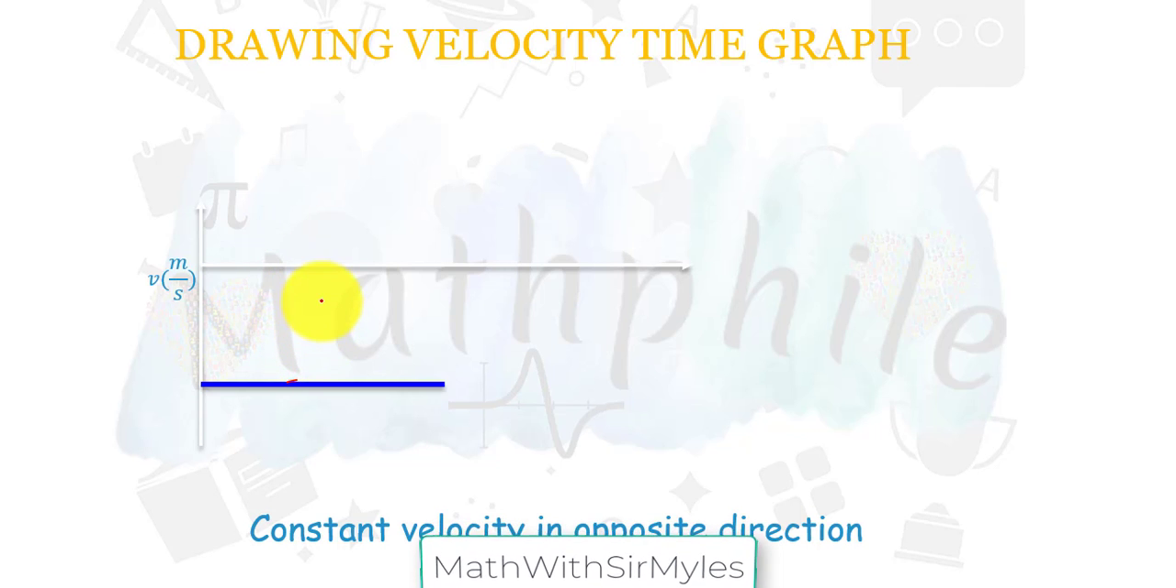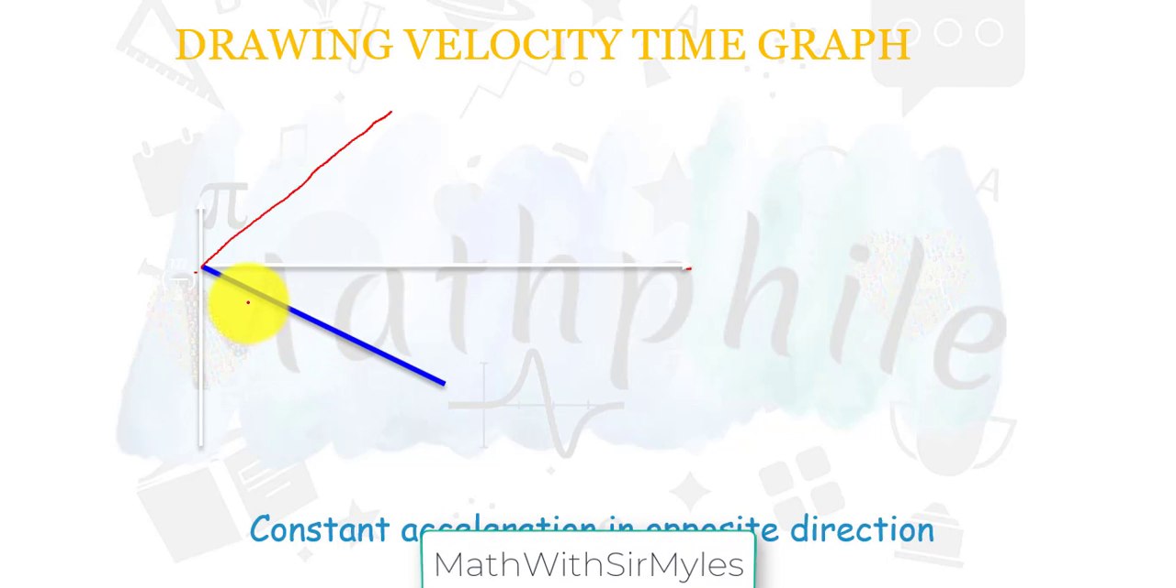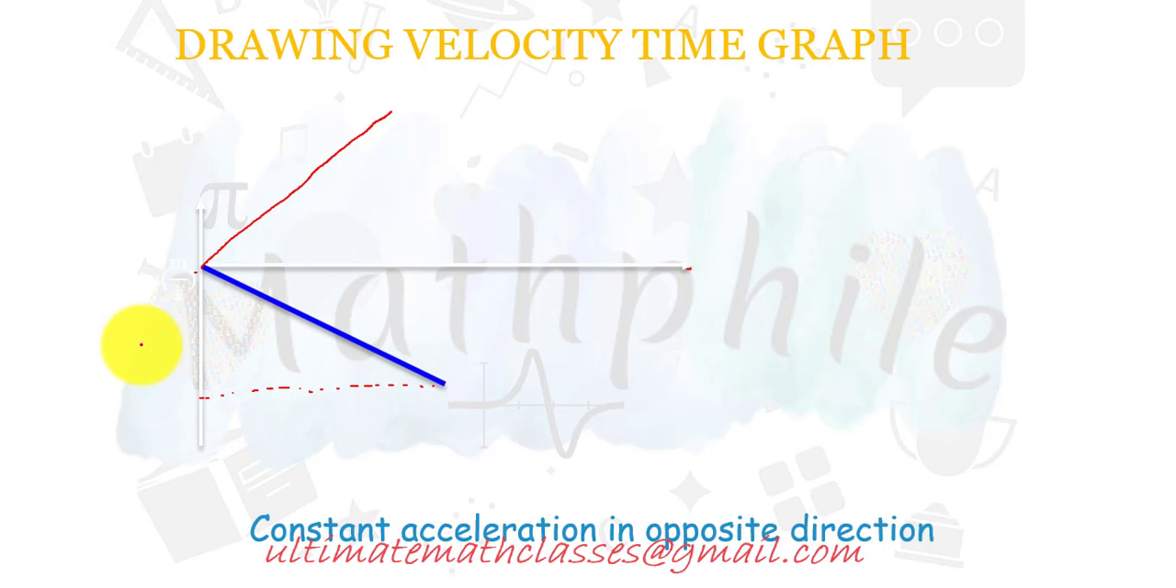Now, when it comes to the last one, that is constant deceleration. It's a line of this nature. Okay, let me go back 2 slides so that I explain why this line is this way. So acceleration causes a change in speed, right? Yes. It makes the particle faster.